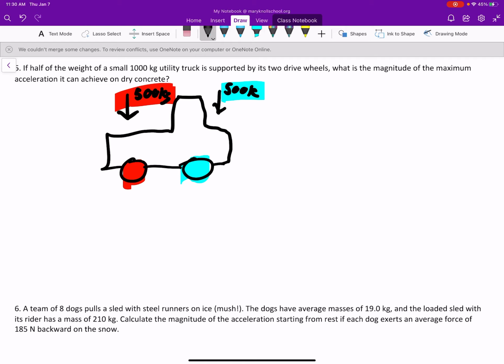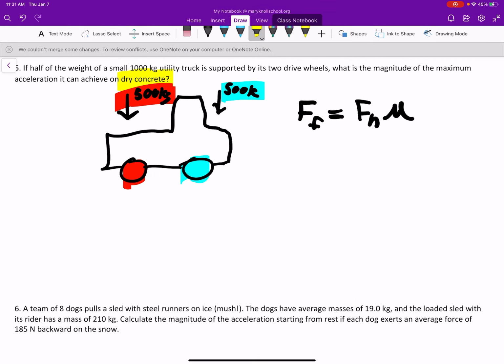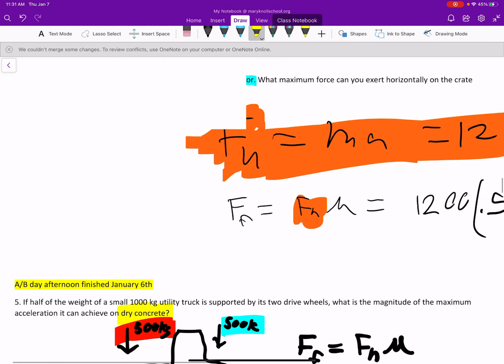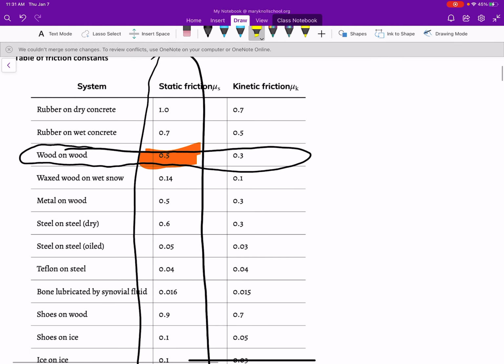So let's look at the friction equation. Force of friction is going to be force normal multiplied by mu. And we're going to assume that this is rubber wheels and dry concrete. And it says dry concrete right here even. And so if we look up the mu value of rubber on dry concrete, it's the maximum, it's 100% friction, it's right there.